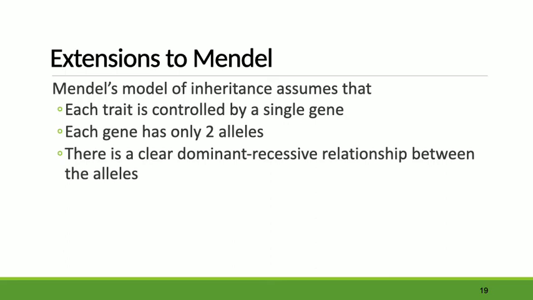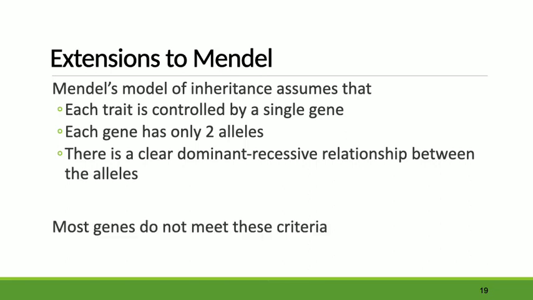In his model, the inheritance follows the laws as long as each trait is controlled by a single gene. Each gene has only two alleles, so purple and white flower alleles, and there's not purple, white, and orange. And there's a clear dominant recessive relationship between the alleles, where purple flowered pea plants bred with white flower pea plants that are true breeding produce totally purple, just like the purple parent, heterozygous offspring, right?